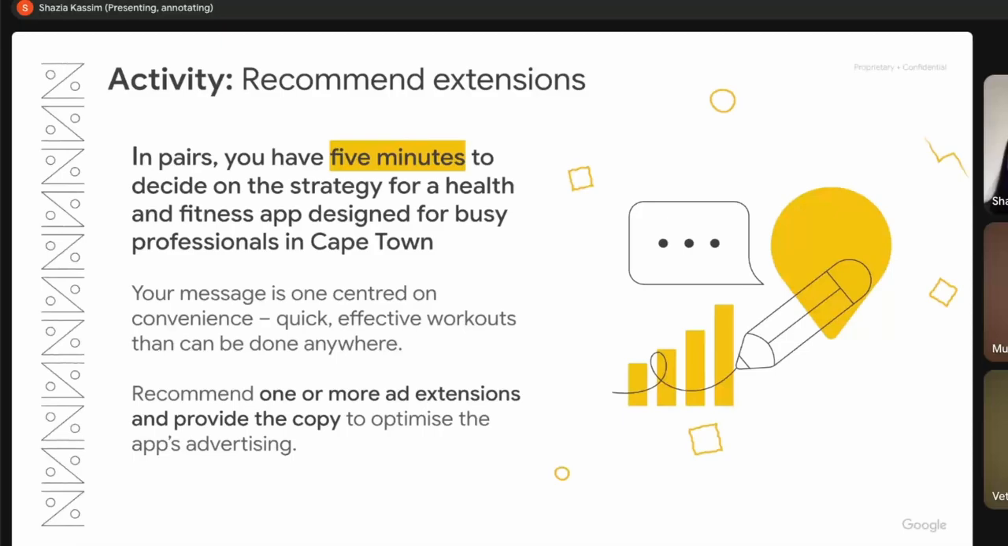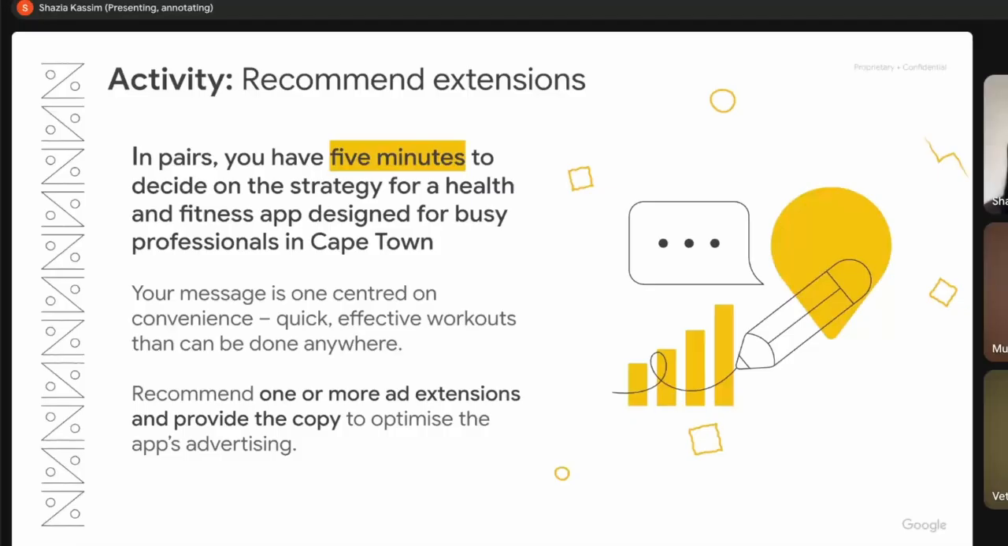Now Darren. Site link extensions will be quick workouts, train anywhere. Call out extension will be no gym needed, built for busy professionals. App extension, Darren said it's going to be download the app instantly and start training anywhere, anytime. That's a bit of a very long extension. Darren, I would shorten this a little bit, and you'll figure out how if you look at what the other competitors are doing. Try to shorten that up a little bit.